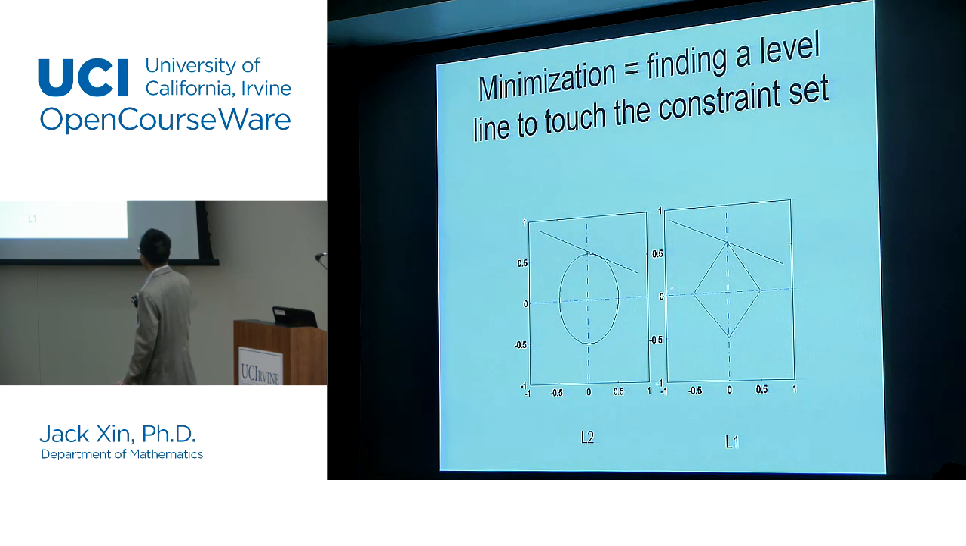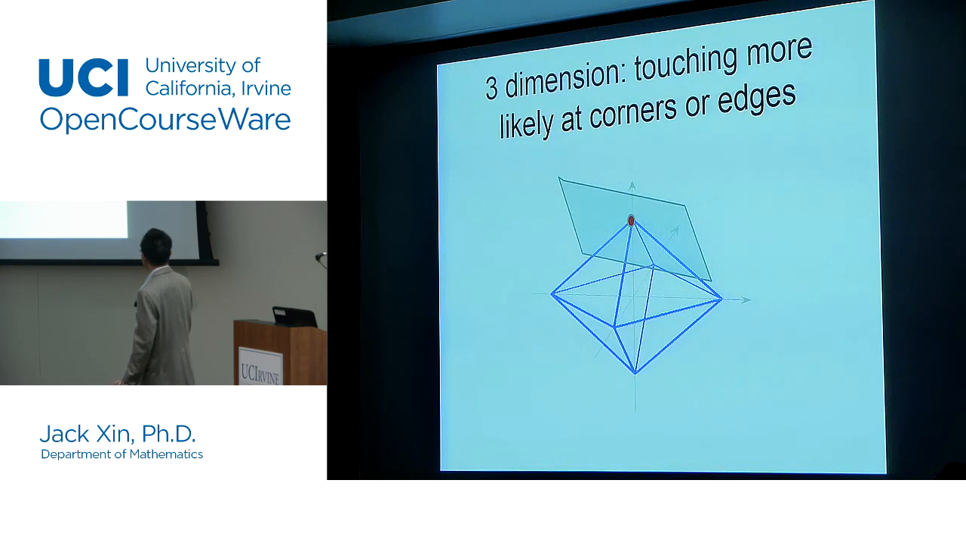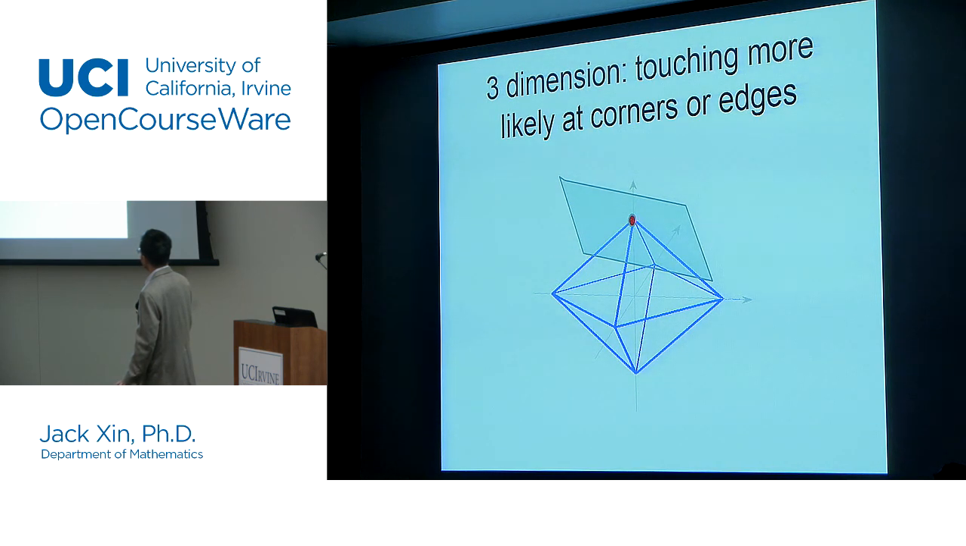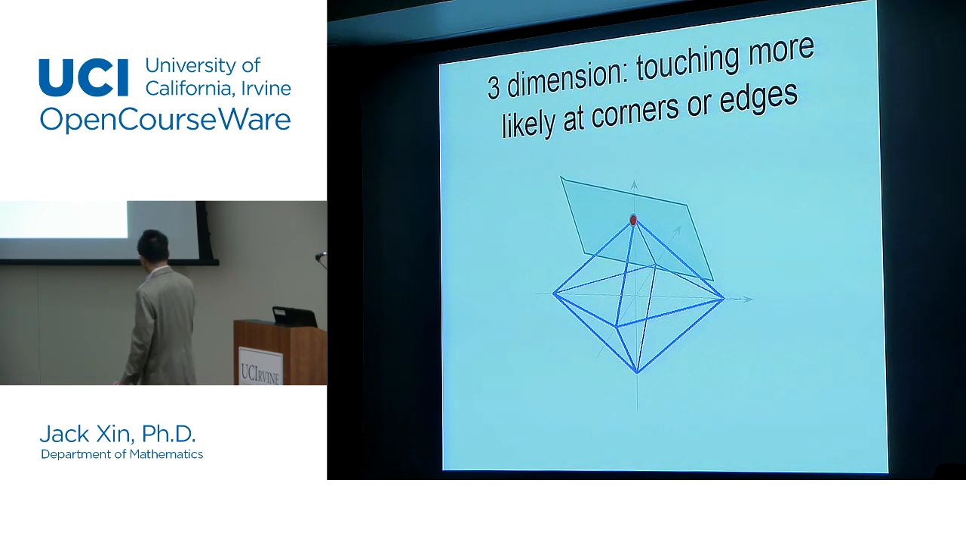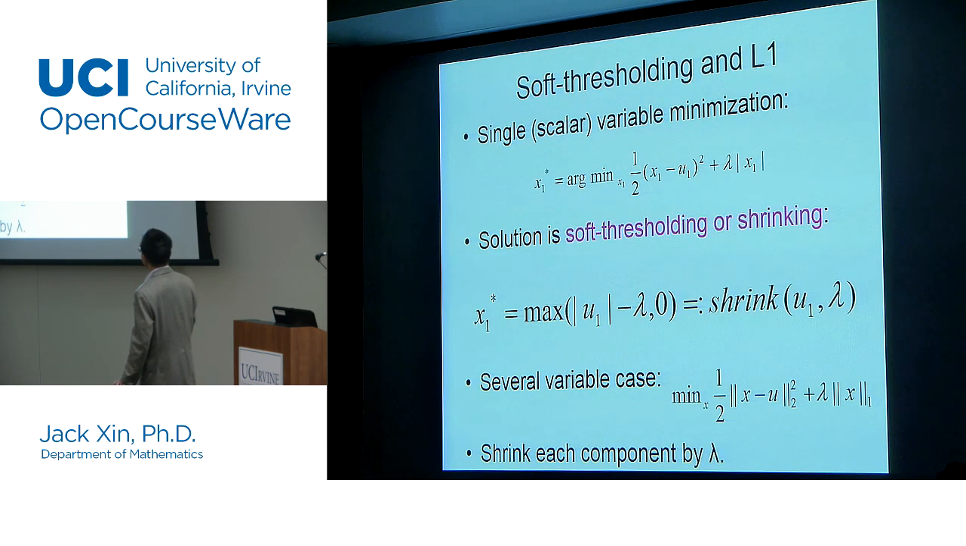Okay, so this is the picture in the plane, and you can also go to 3 dimensions in space, so then you get a polyhedron here, and then a plane here. And when they touch, more likely you're going to touch it with the corner or sometimes maybe the edge, but very unlikely you're going to touch it with the facet, with lower probability. Okay, so this is the idea.